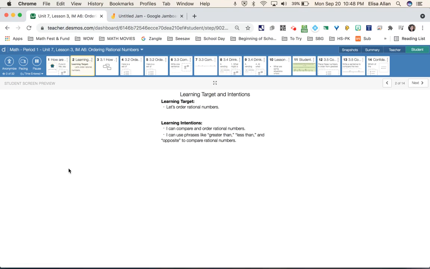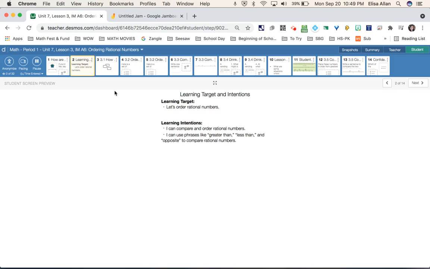Here we go. Our learning targets for today and our intention. Our target is to order rational numbers. So we're really looking now at some more rational numbers and putting them in order. Our learning intention is to compare and order rational numbers and to use phrases like greater than, less than, and opposite to compare rational numbers.